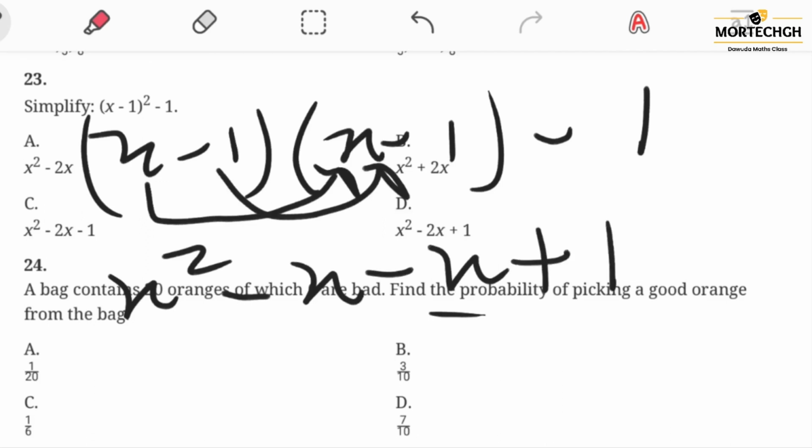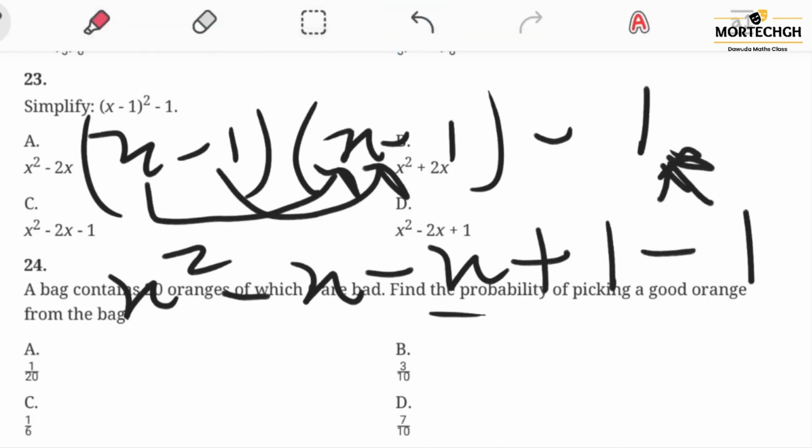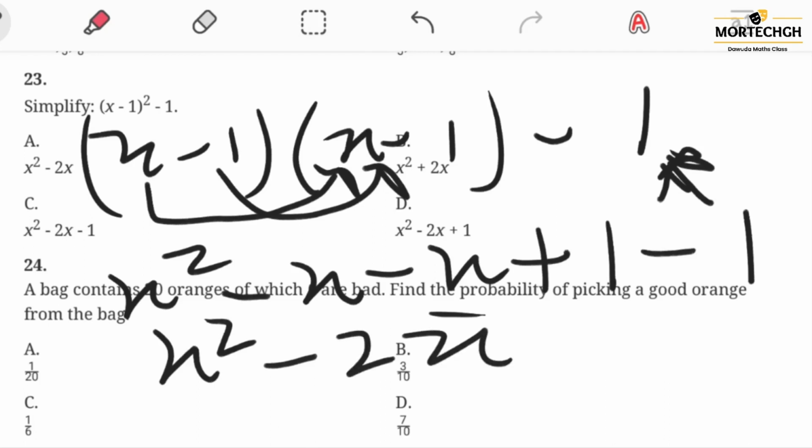Before we now have the last term, which is the minus 1 at the top here. Now, x squared. Can I write the statement again? x squared, minus x minus x gives you minus 2x. Plus 1 minus 1 gives you 0. So that will be plus 0. The statement will be x squared minus 2x as the final answer.